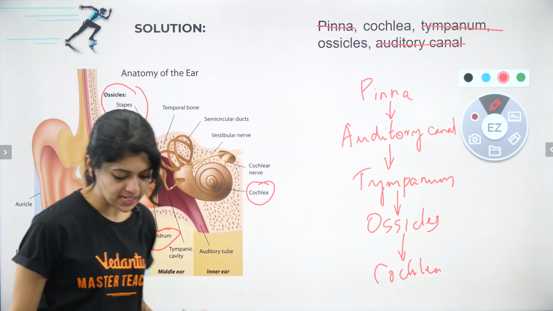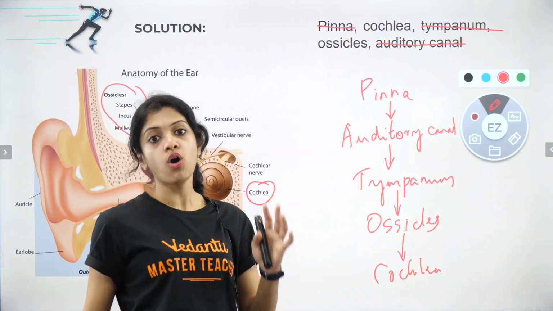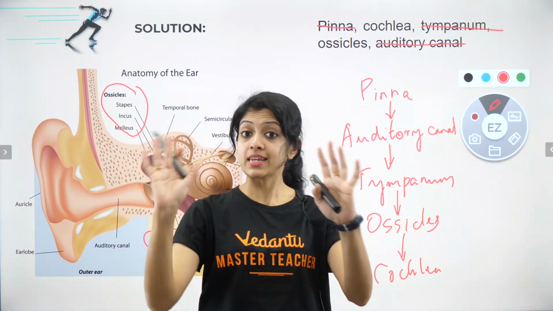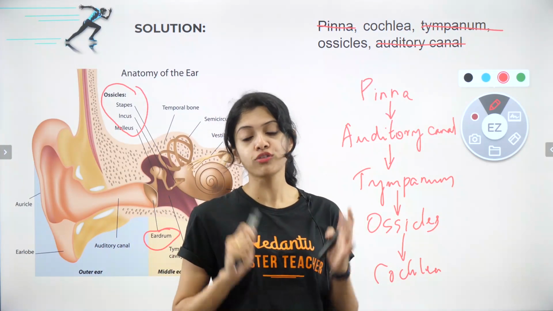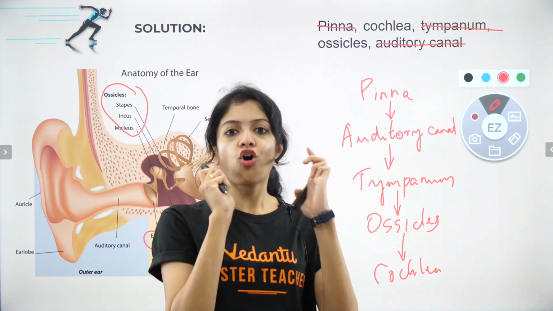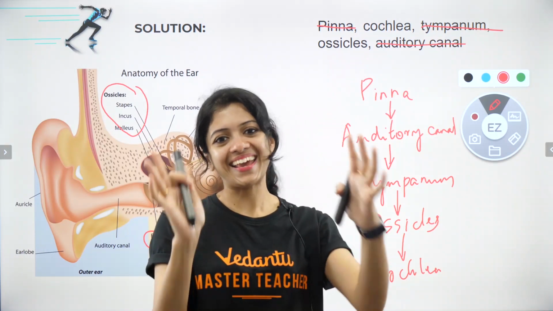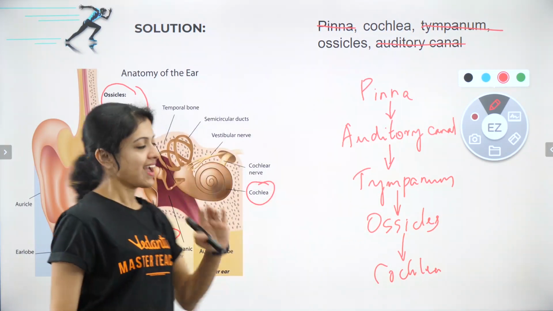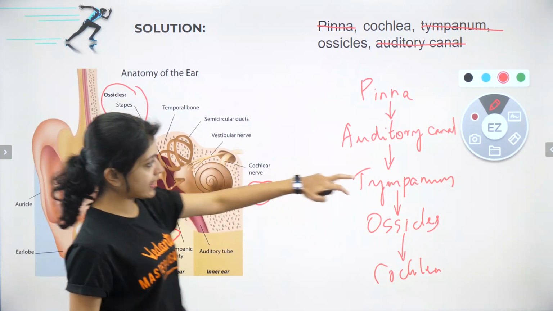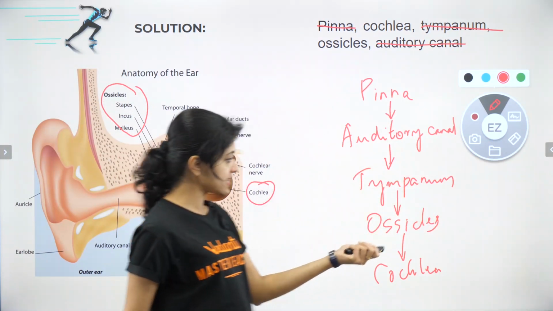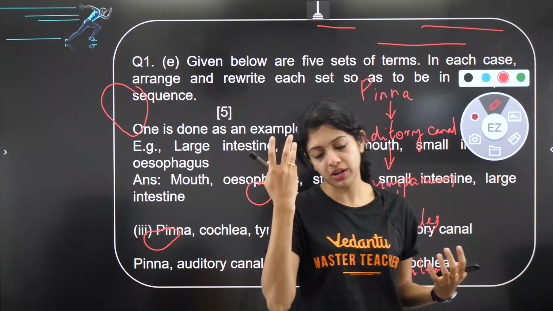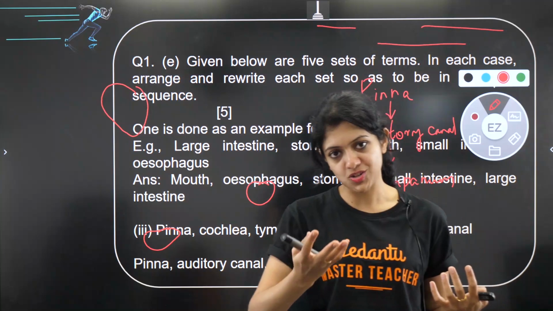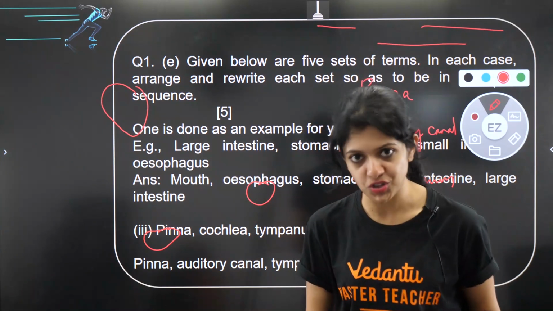So what does this mean? This means that you have to know every part, not just the names of every part. You have to logically know the sequence of every part of everything in your textbook. Okay, that is why I actually like the pattern of ICSE questions in a way, because it doesn't just check your memory power, it also checks how well you have understood the concept.